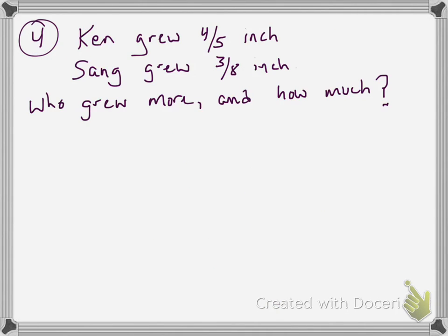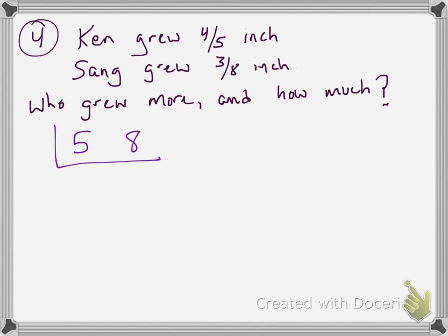Number 4, Ken grew 4/5 of an inch. Sang grew 3/8 of an inch. Who grew more, and how much more? Well, there's no way to do anything with these numbers right now because I'm trying to compare these fractions and they have unlike denominators, so it's very hard to compare them. So I'm going to come up with some like denominators. What you need to do is you need to have a least common multiple to do that. So I'll set up my GCF LCM ladder and I'll say to myself, what goes into 5 and 8?